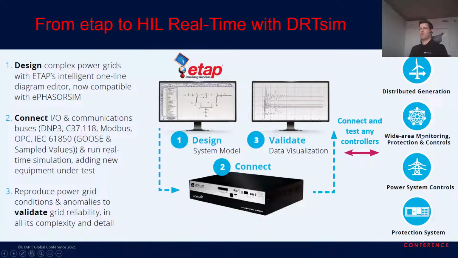So to go from ETAP to real-time with DRT Sim, it's been shown in the demo. It's quite simple. You design your model in ETAP. You connect your IO's communication protocols with C37118, Modbus, and so on. And it helps you reproduce poor grid conditions and anomalies to validate grid reliability in all its complexity and detail.